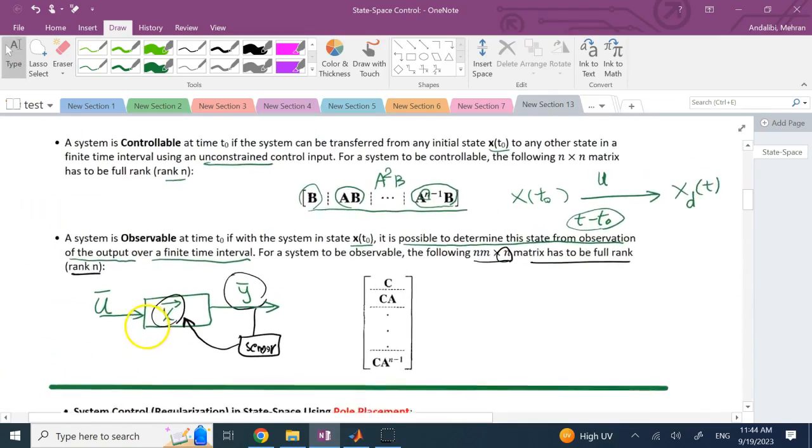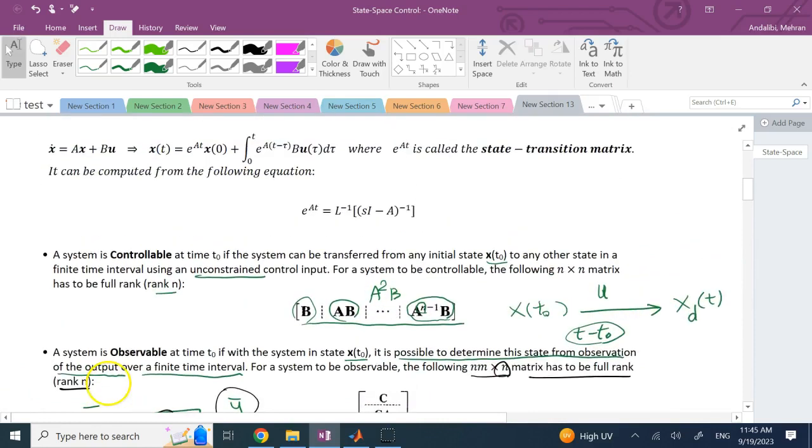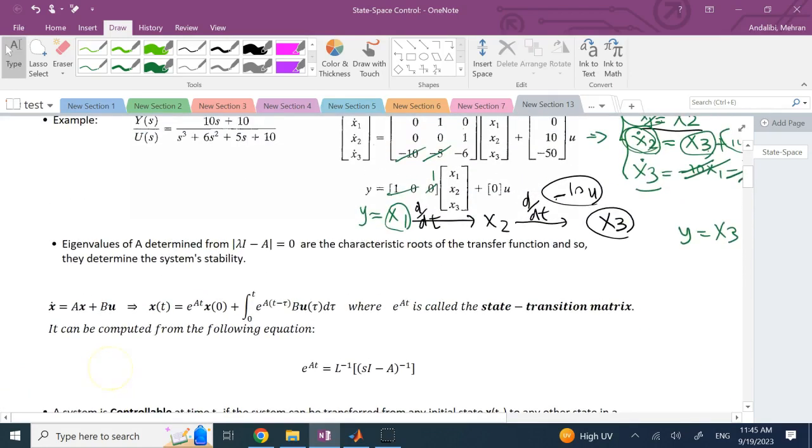So hopefully I could clarify for you with some explanation what observability means and what controllability means.